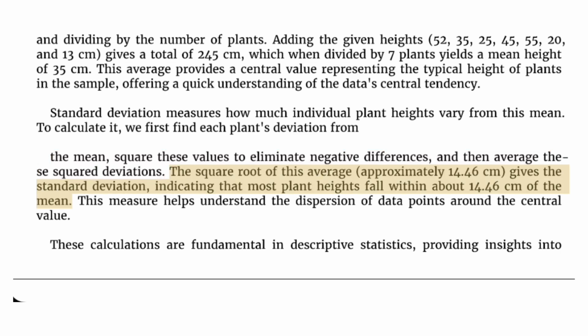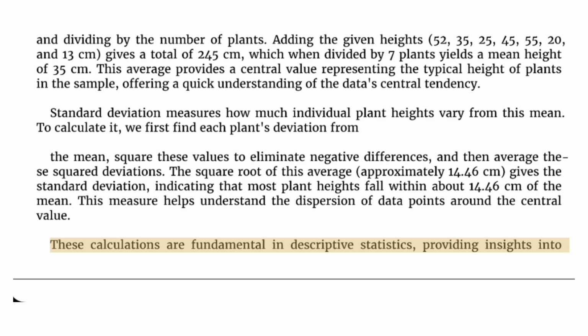The square root of this average, approximately 14.46 centimeters, gives the standard deviation, indicating that most plant heights fall within about 14.46 centimeters of the mean. This measure helps understand the dispersion of data points around the central value. These calculations are fundamental in descriptive statistics, providing insights into both the typical value (mean) and variability (standard deviation) within a dataset.